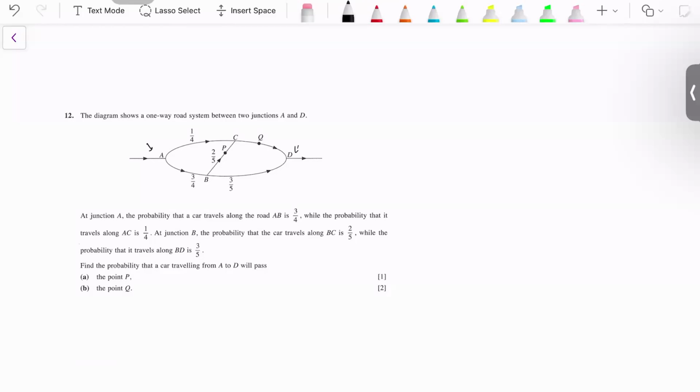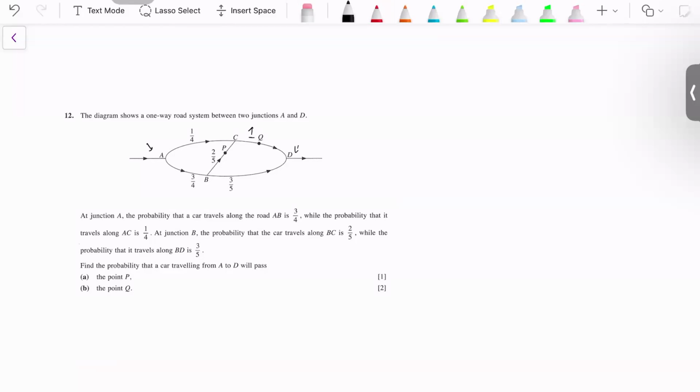Okay. So in this case, the only probability that's missing is from C to D. Since it's a one-way road, if you're at point C, the only way to move forward is through C to D. So if you're at point C, the probability of traveling through CD is 1, because it's definitely going to travel through that. Okay, so find the probability that a car traveling from A to D will pass through P.